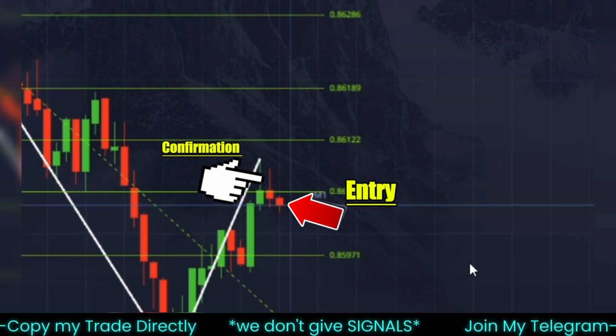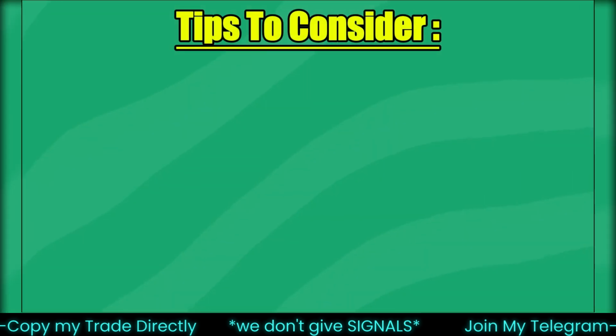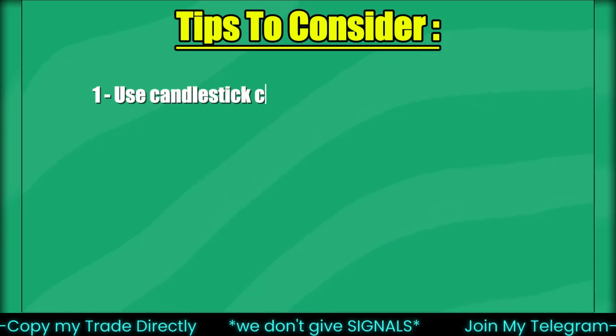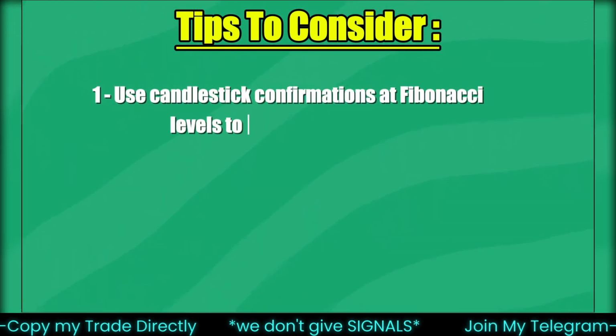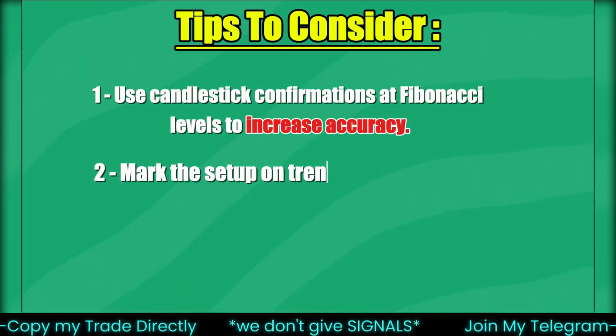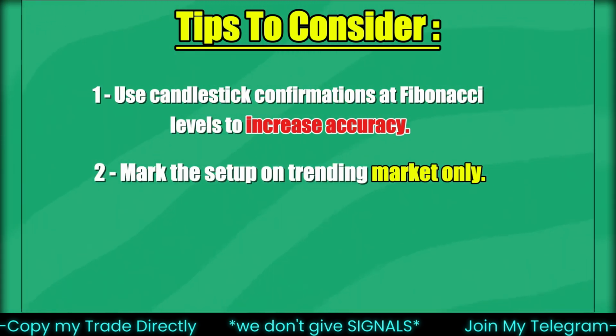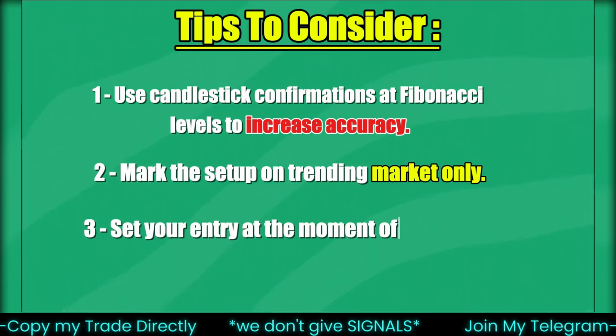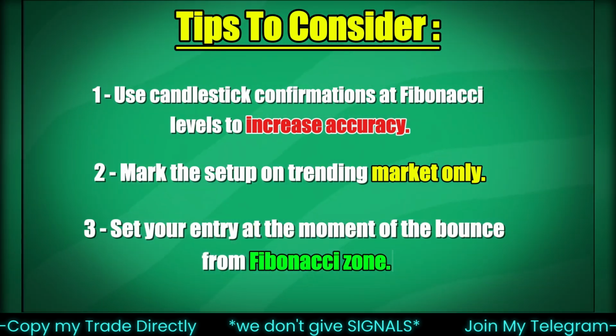So let's move forward to another entry. Tips to consider. 1. Use candlestick confirmations at Fibonacci levels to increase accuracy. 2. Mark the setup on a trending market only. 3. Set your entry at the moment of the bounce from the Fibonacci zone.